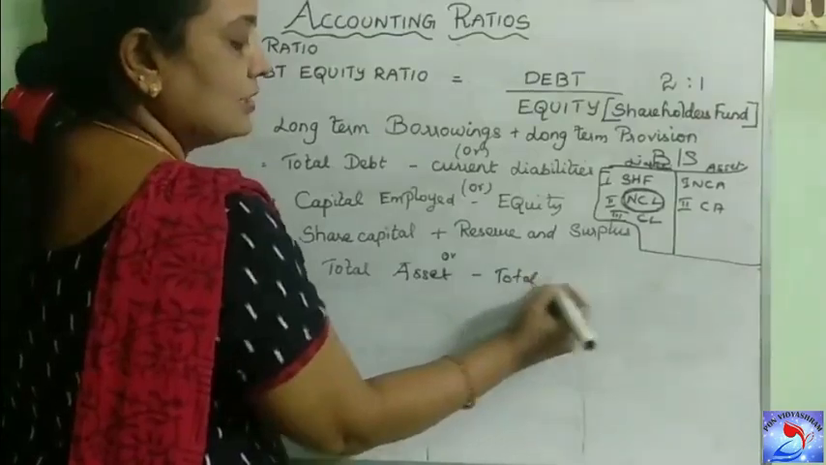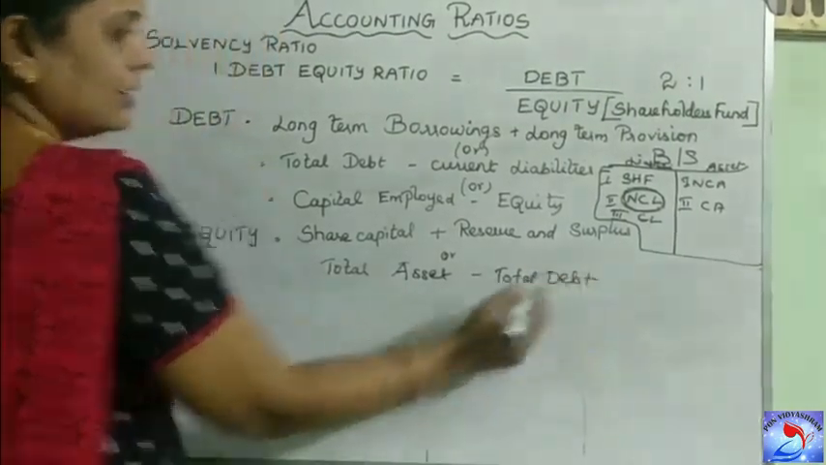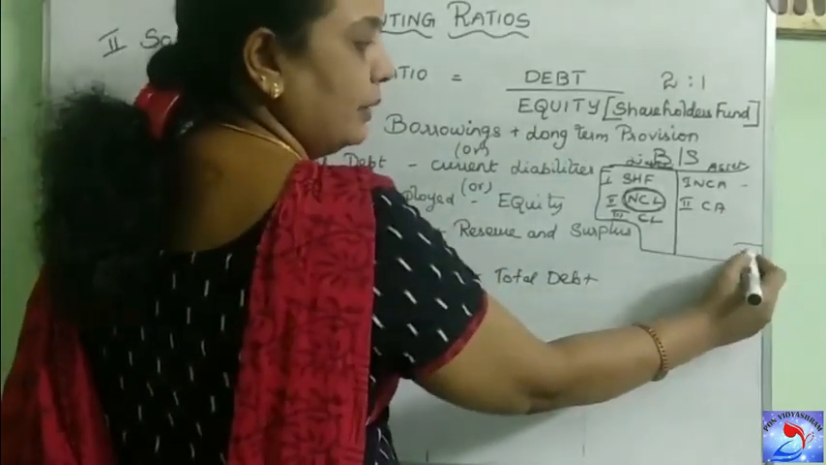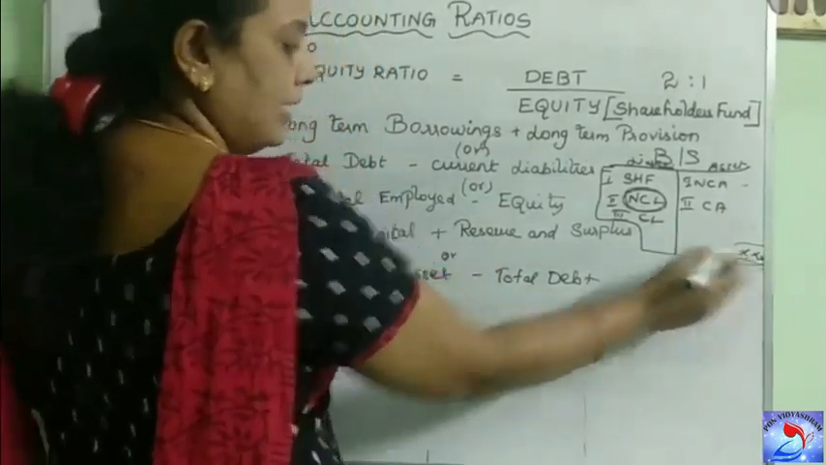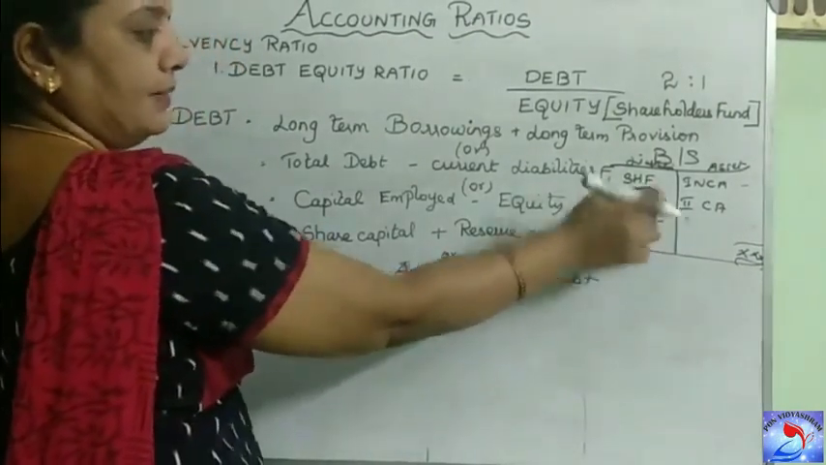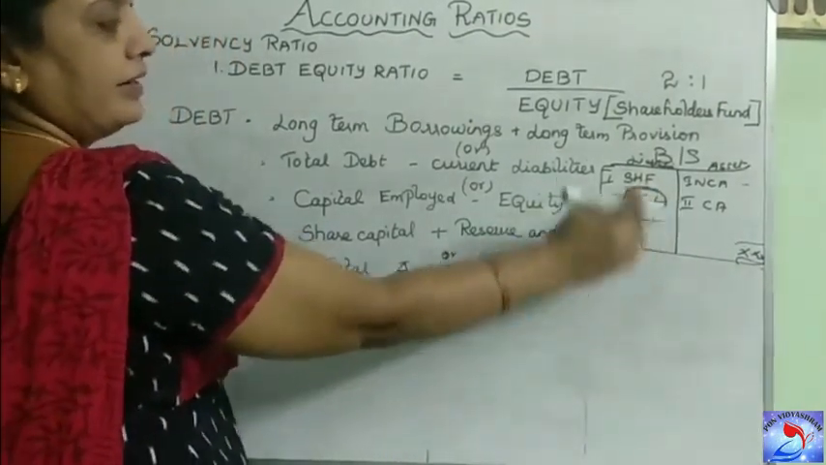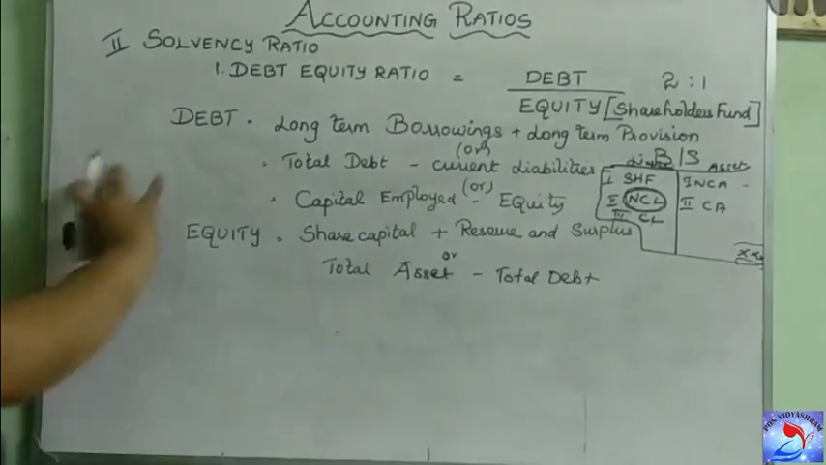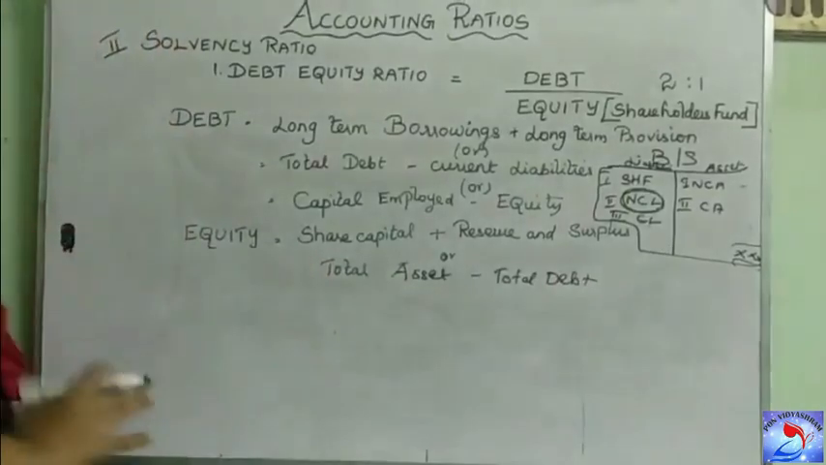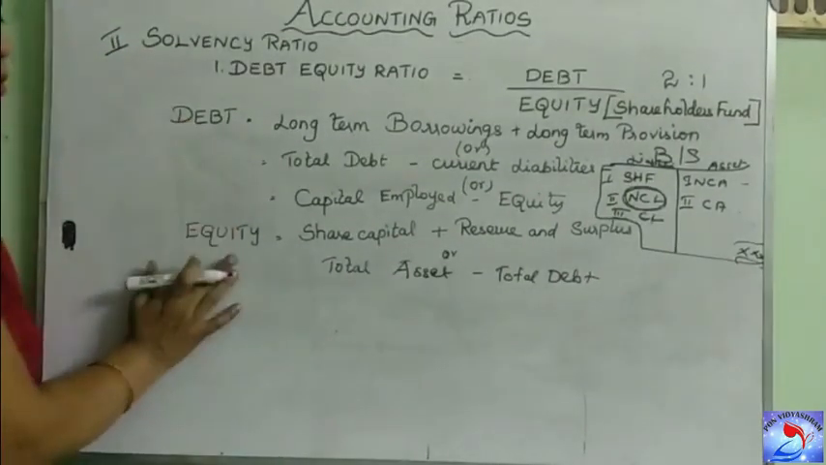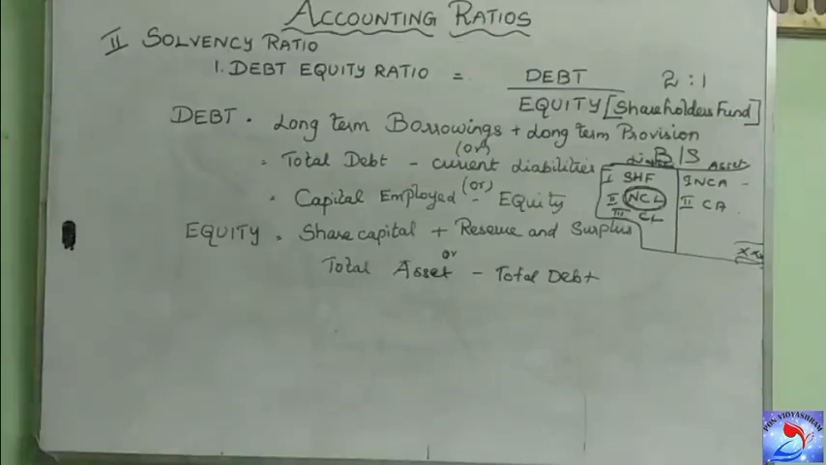What is total asset? My non-current asset and my current asset make my total asset. If I subtract my total debt, that is non-current liability and current liability, from it, I will get the equity. So this formula has been given. But logically, if you understand the balance sheet, you will be able to easily find out what debt is.